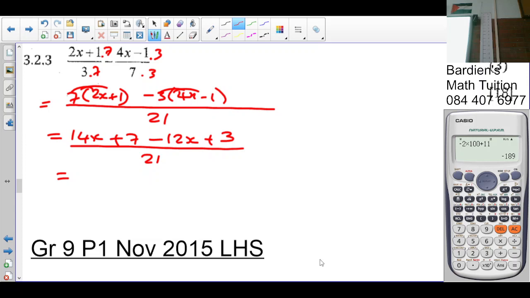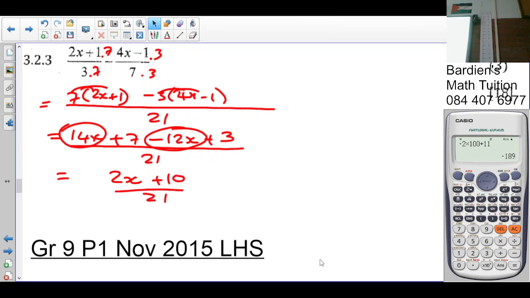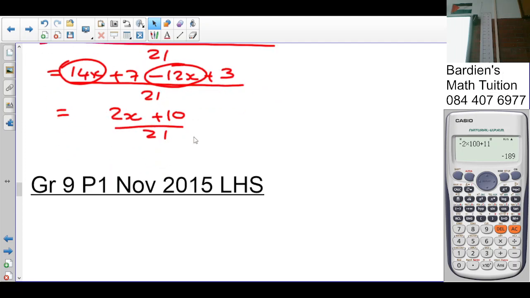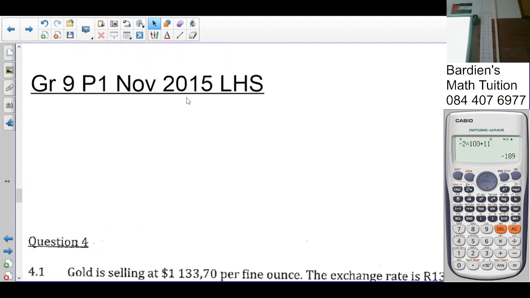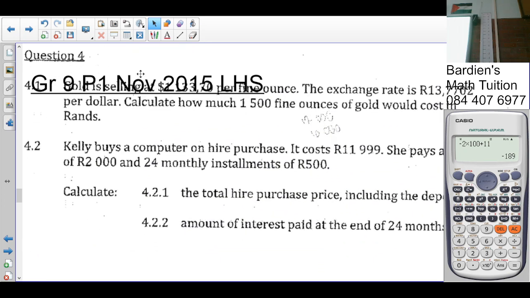So what do I do now? Like terms. 14x minus 12x. Negative? No, positive. Positive, yes. What is 7 plus 3? 10 over 21. Can we add 2x and 10? Why not? Unlike terms.